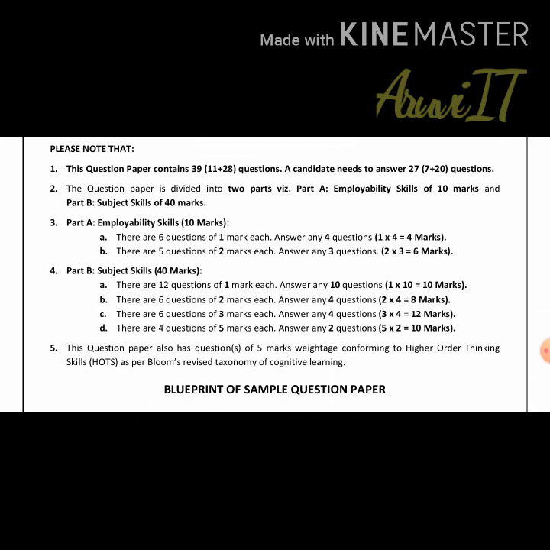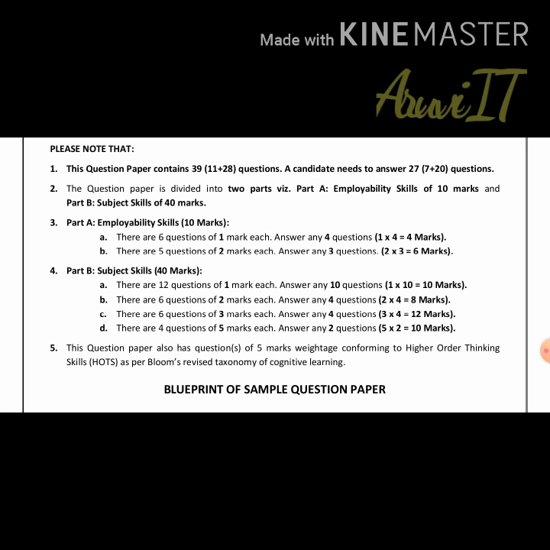And the next, fourth instruction, part B, that is subject skills, 40 marks. It will have 4 sections. In the first section there are 12 questions of 1 mark each. So they will ask 12 questions. Each question will have 1 mark. In the 12 we have to write only 10 questions, so each question will have 1 mark, so totally we'll get 10 marks here.